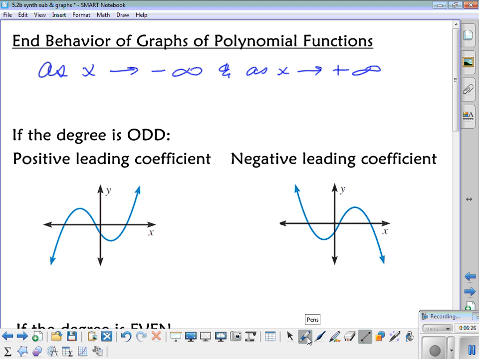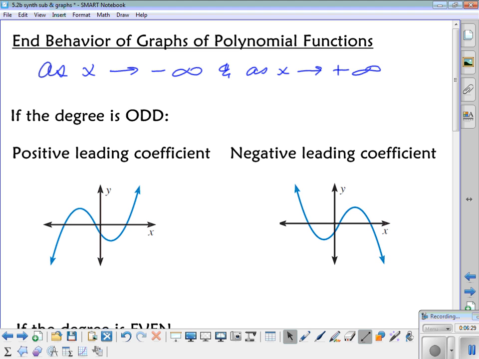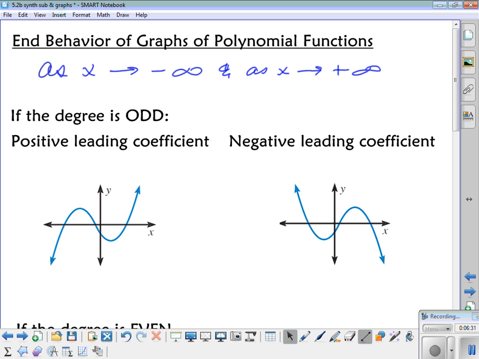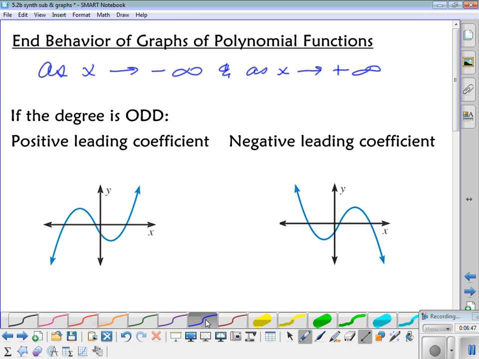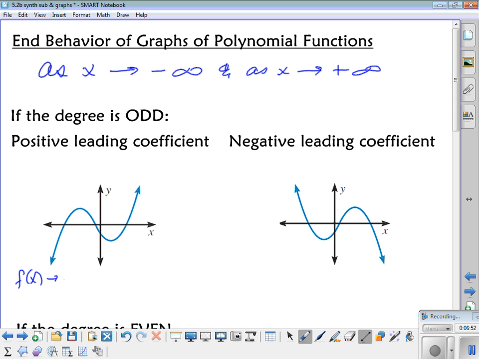So if the degree is odd and I have a positive leading coefficient, my graph is going to, as x is moving towards negative infinity, the y is also going to be negative. So they match each other when I have an odd one. So f of x is going to be approaching negative infinity as x approaches negative infinity. And then on the other side, f of x is going to approach positive infinity as x approaches positive infinity.